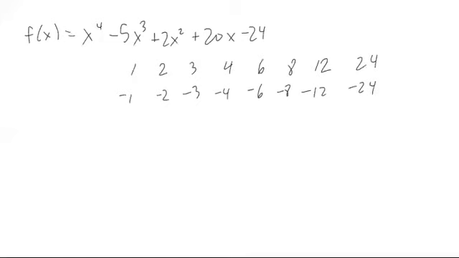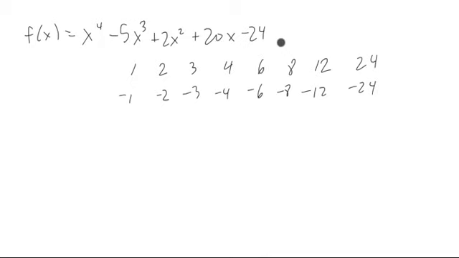Let's take a look at how we can use Descartes' rule of signs and the upper and lower bound theorems and the rational roots theorem to narrow down a list of potential zeros or x-intercepts of this function to a more manageable one that we can check.